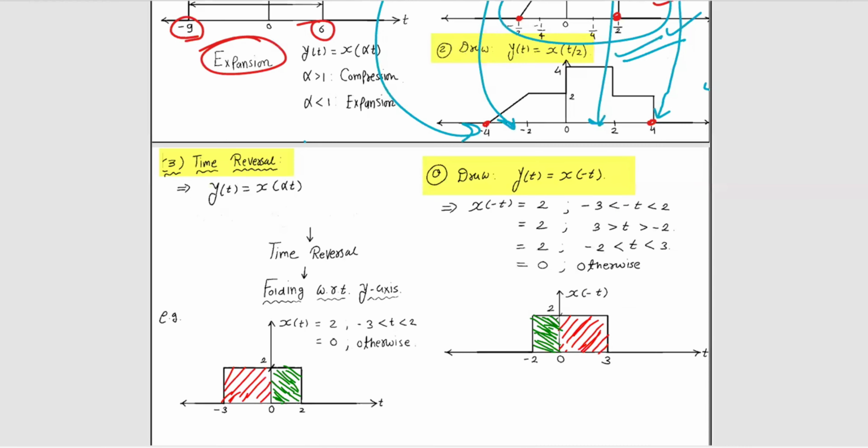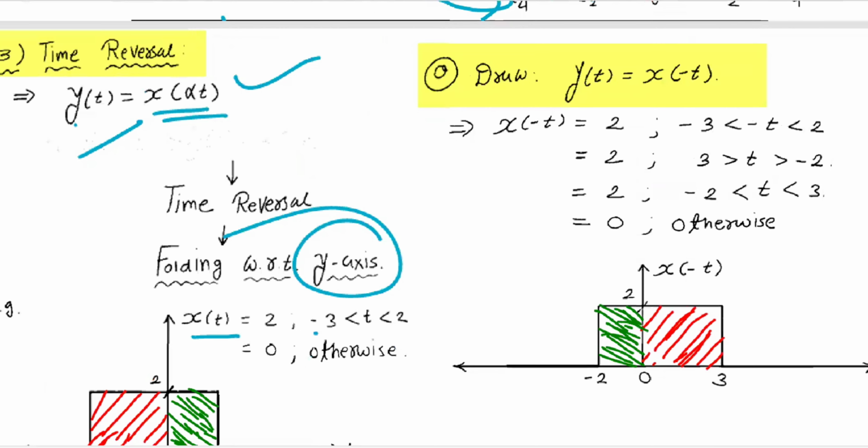Now third is time reversal. How would you define time reversal? Time reversal is nothing but y is equal to x of alpha t. If you do the time reversal, you are folding the signal with respect to the y axis. For example, x is equal to 2 for the range minus 3 to 2, as I just told you about the signal, otherwise it is 0.